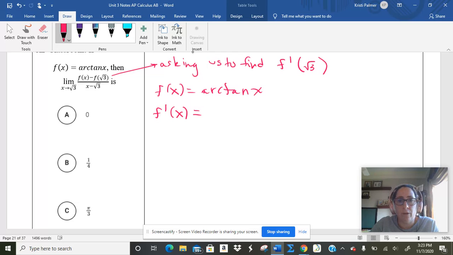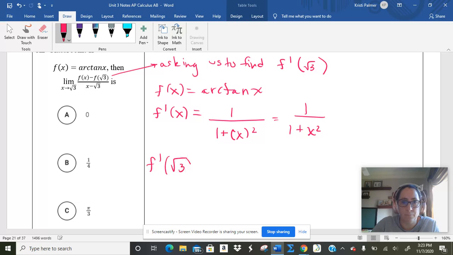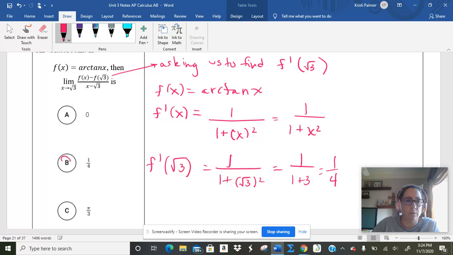So the derivative of arctan is 1 over 1 plus that inside squared times the derivative of the inside, which is 1. And now I can plug in my radical 3. So the square root and the square will cancel here to 3. And I get 1/4.